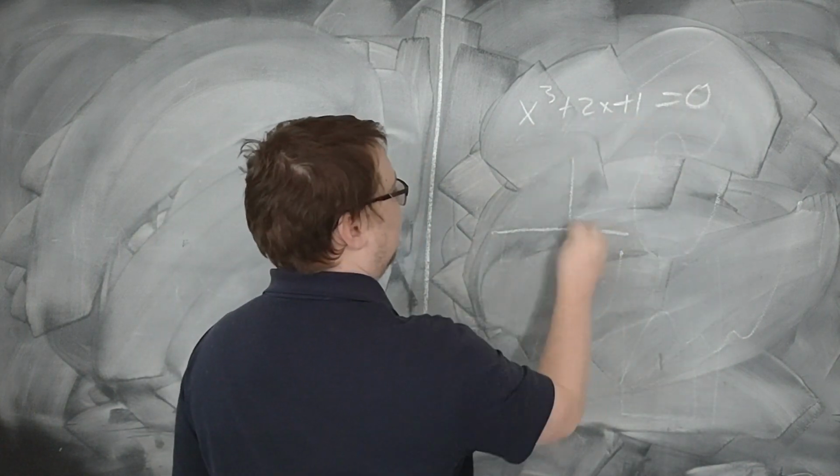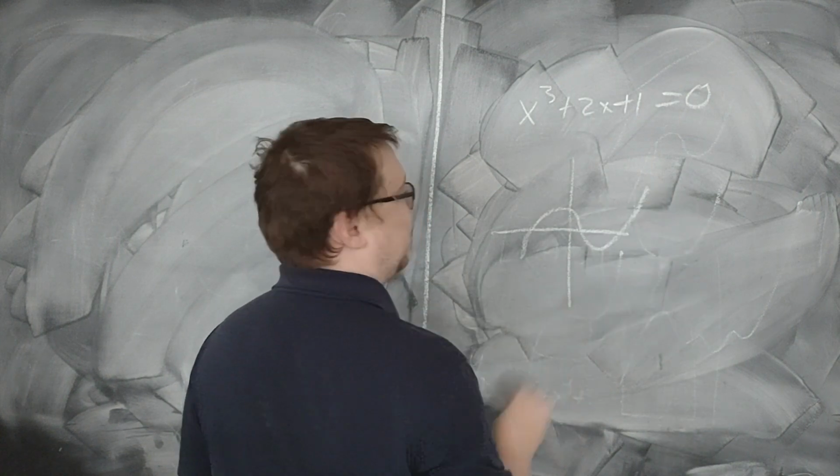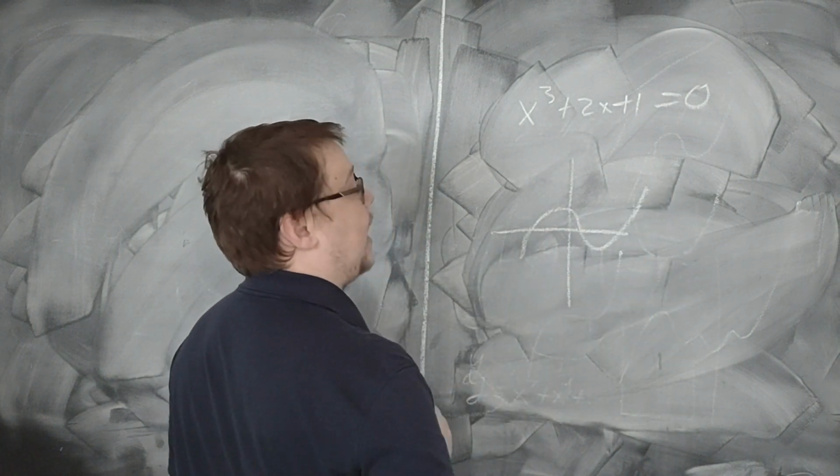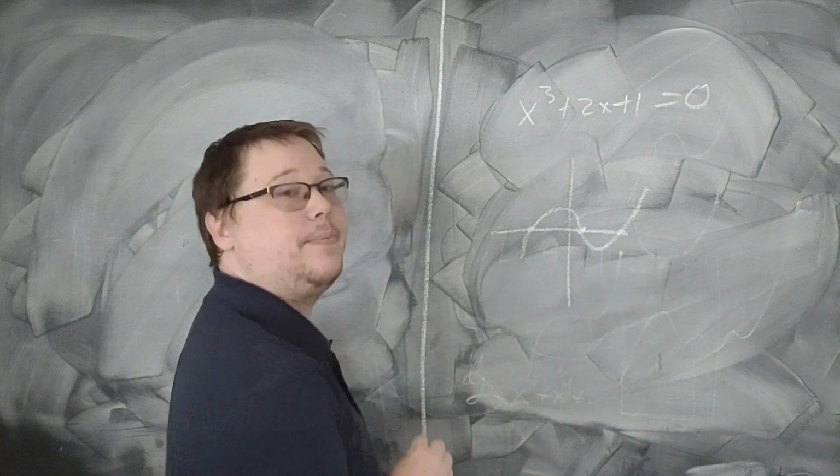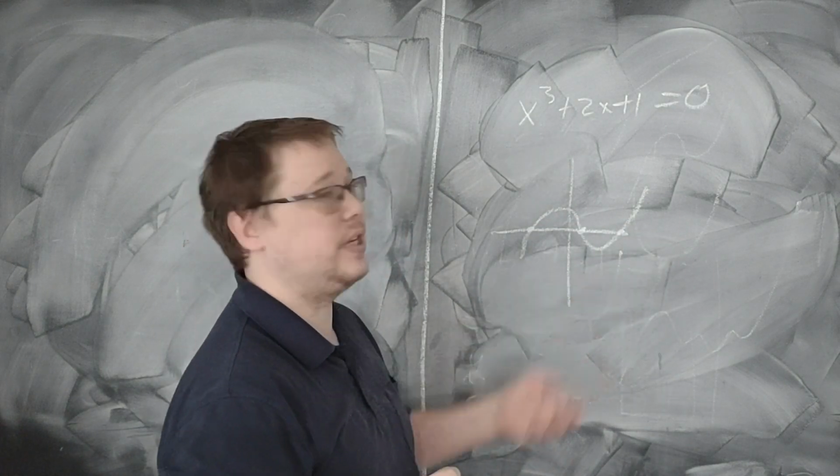This graph looks something like this. I'm being very not exact here, but it crosses the axis 3 times, and those are the solutions to the equation.